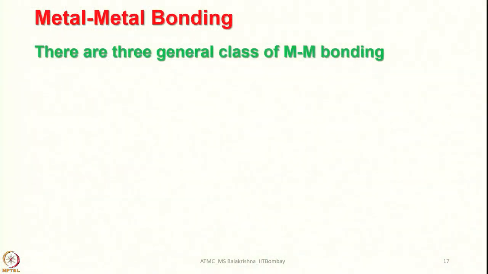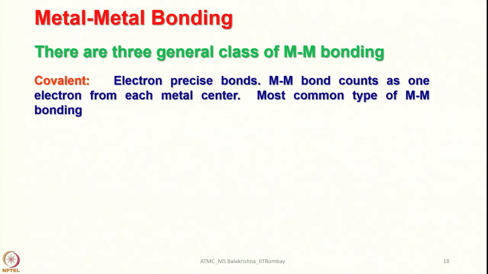Before we try to establish a bonding concept such as molecular orbital theory to understand the nature of these bonds, let us try to classify the metal-metal bonds we come across among coordination compounds and organometallic compounds. In general, there are three classes of metal-metal bonding. First one is the covalent bond.